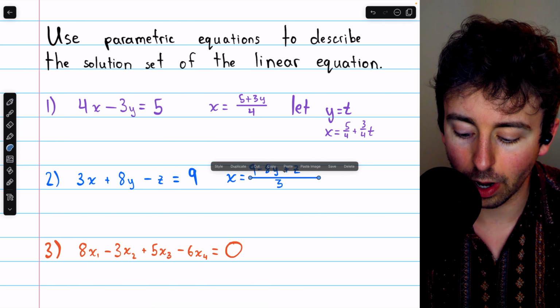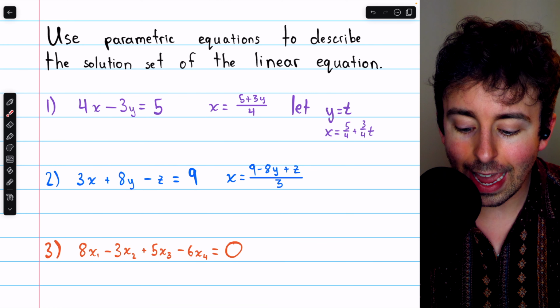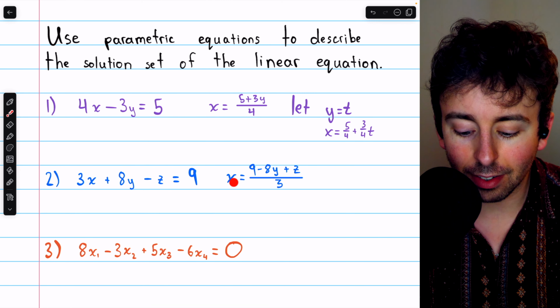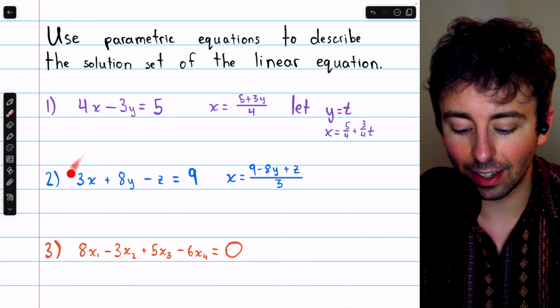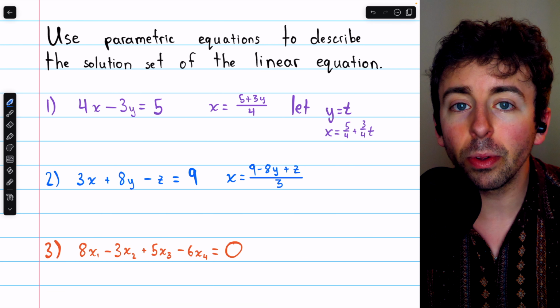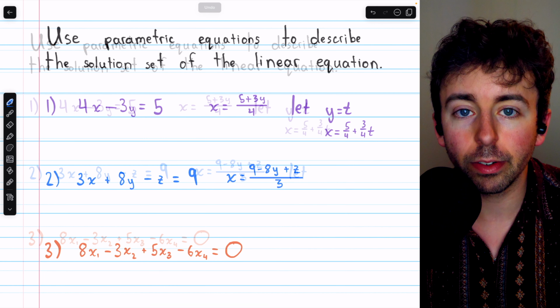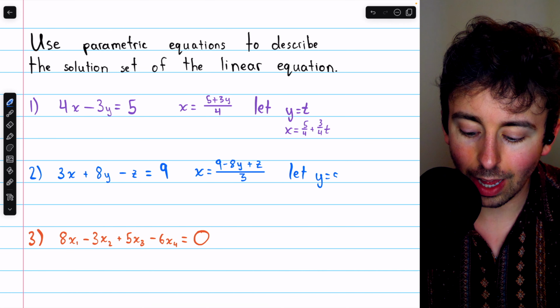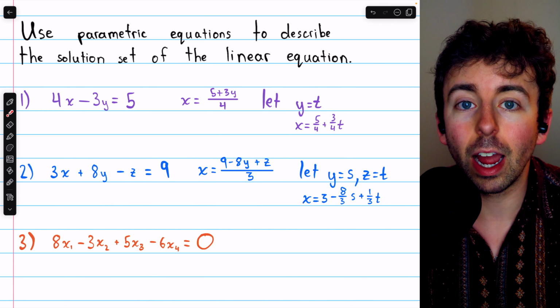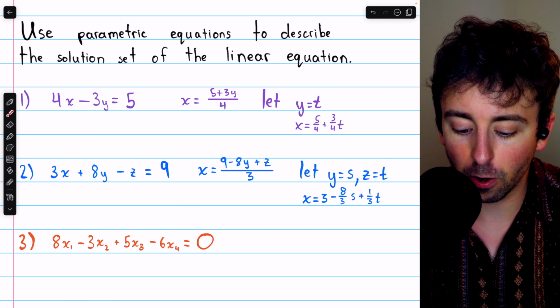So there is our equation. In this case, y and z are both free variables. They can be whatever they like, and x can be calculated accordingly to get a solution to this equation. So y and z we'll both assign to arbitrary parameters. We may let y equal s, and let's say z equals t. Then these are the parametric equations that describe the solutions to this linear equation.